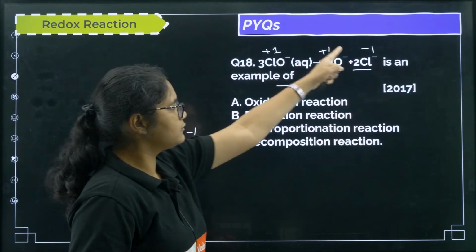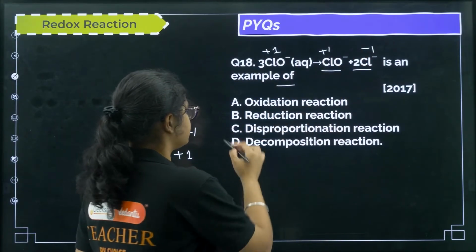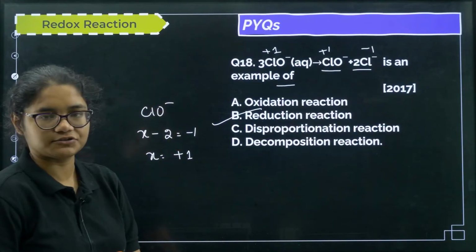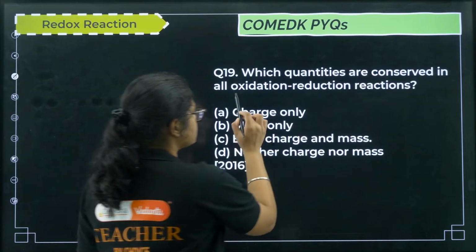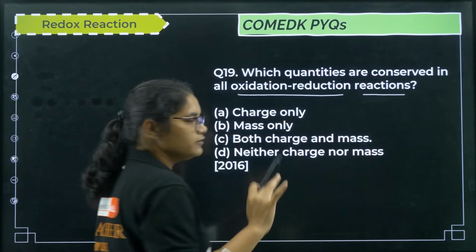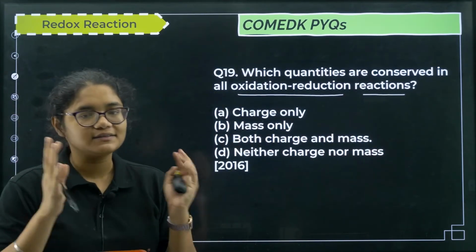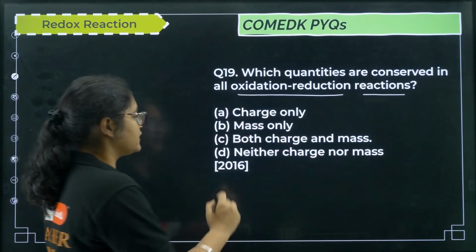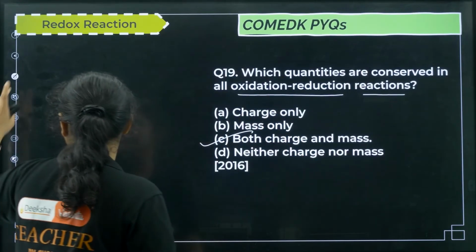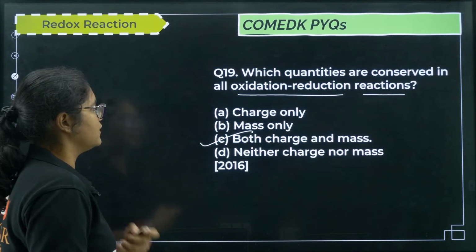So from +1 to -1 it is reduction, so this reaction is an example of reduction reaction. Okay. Next, which quantities are conserved in the oxidation reduction reaction? So in every reaction the mass is conserved, and in oxidation reduction reaction the charge is also conserved, right? So that is why both charge and mass, option number C is the correct answer here.